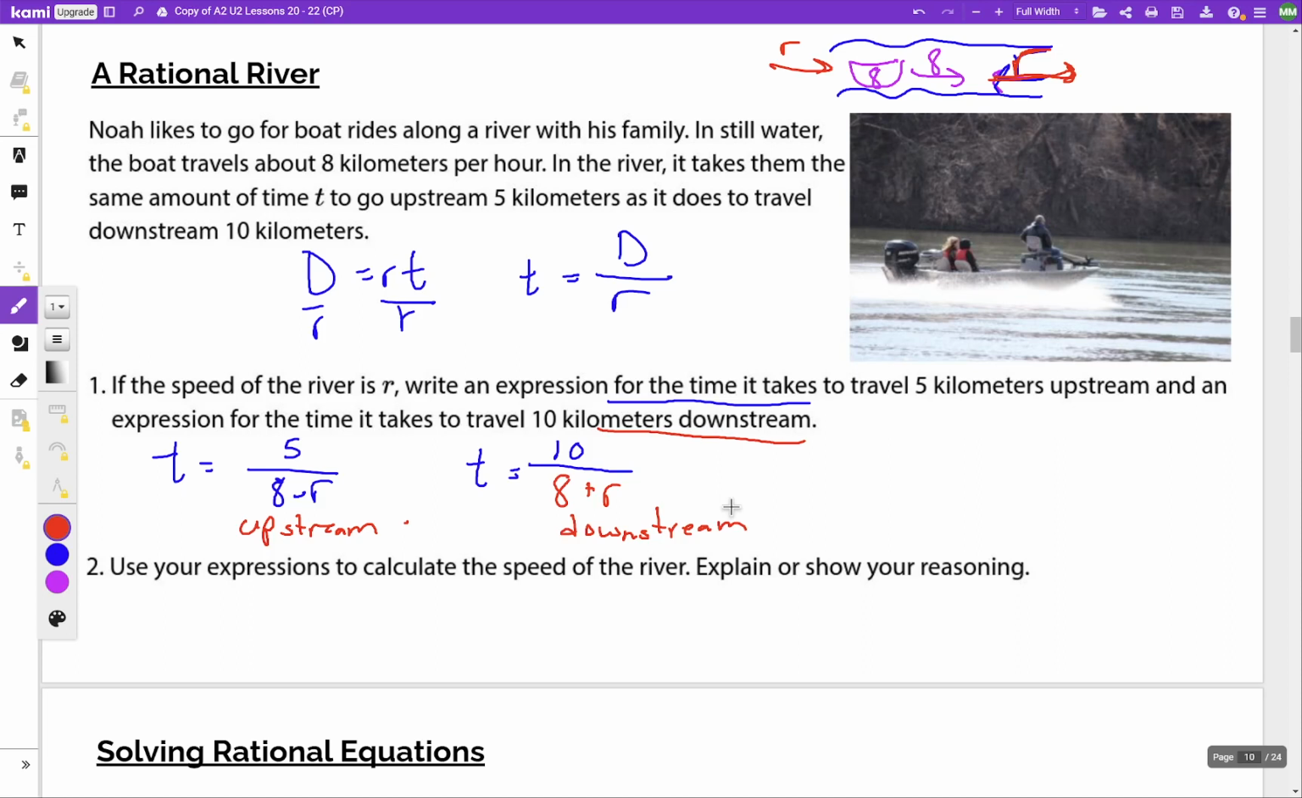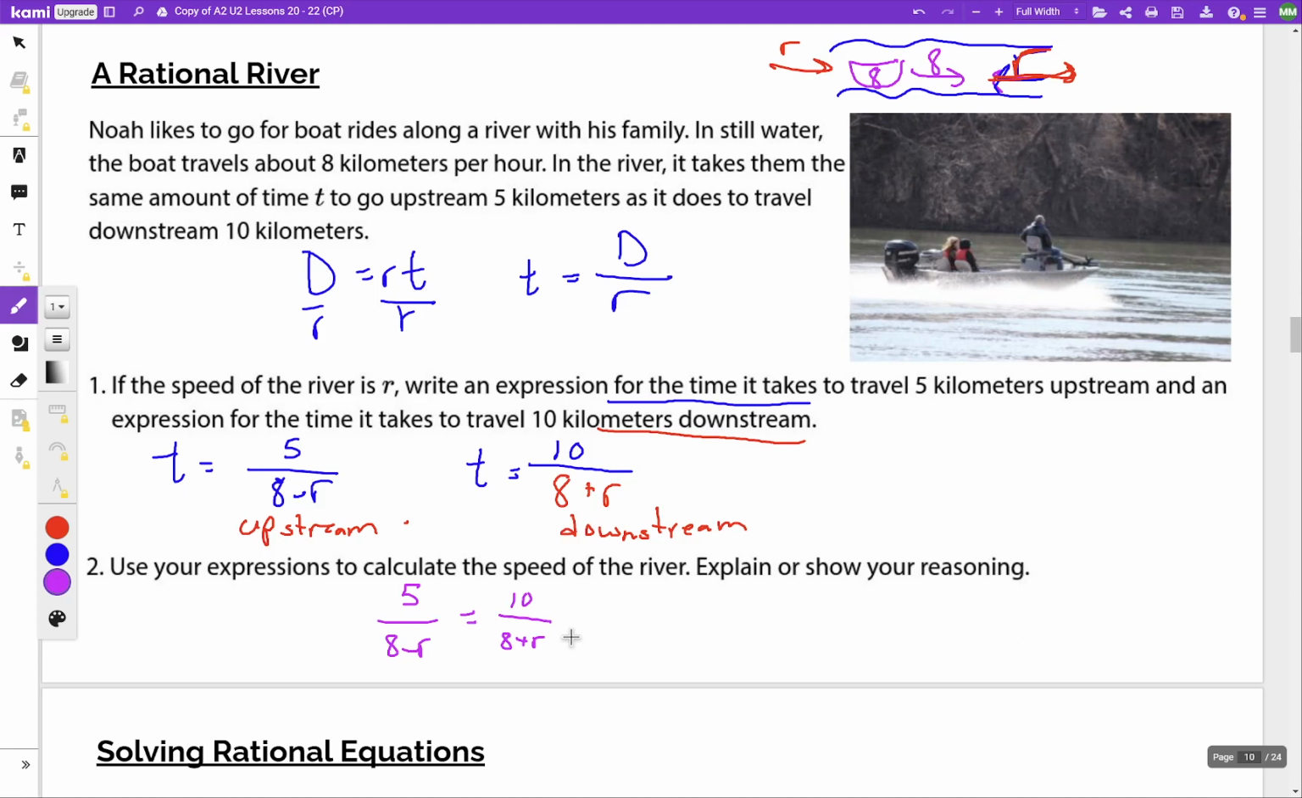So I can now write the expression, let's use a different color, 5 over 8 minus r equals 10 over 8 plus r. Okay, so last time in class, when we solved equations where we had variables in the denominator, the biggest thing that I told you was just, well, multiply by the denominator, right? Get rid of the fraction. We have a problem here. We have two different denominators. So what do we do?